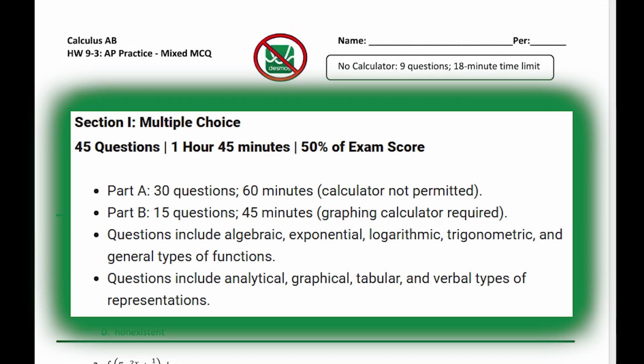Now, that doesn't mean you have to spend exactly 2 minutes on each question. Some you'll be able to work a little faster, some will take a little bit more time. But on average, you should be targeting 2 minutes per question, which is why on this homework, since there are 9 no calculator questions, I'm giving you an 18-minute time limit on here.